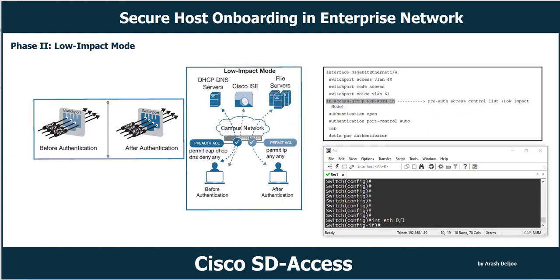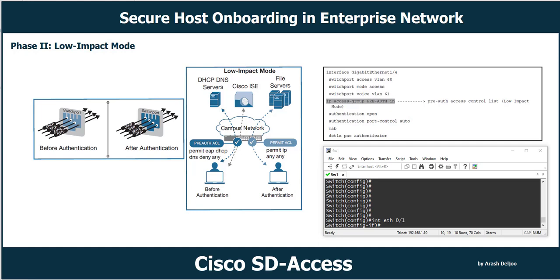Alright, now let me explain phase 2, or low impact mode. Actually, phase 2 has two modes, okay? Low impact mode and also closed mode. Some customers opt for low impact mode as the end goal, whereas customers in sectors such as federal governments or banking typically opt to move toward closed mode. Which mode to be finally placed in completely depends on the enterprise security and business requirements.